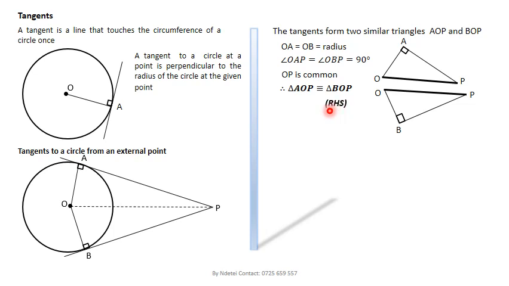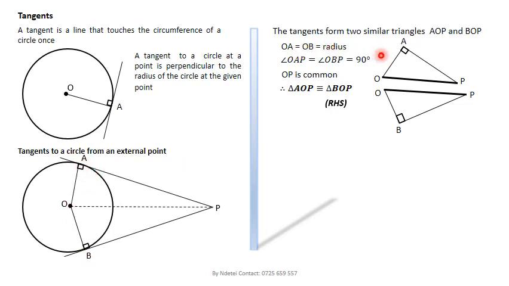The R stands for right angle, H means hypotenuse, and S is an included side. The R in our case would be the angle 90 degrees, which is the angle between the radius and the tangent. I just showed that. The H is the hypotenuse, which we said is a common length, OP. OP being common, therefore it's a common distance. S is the included side in the diagram, OA and OB.